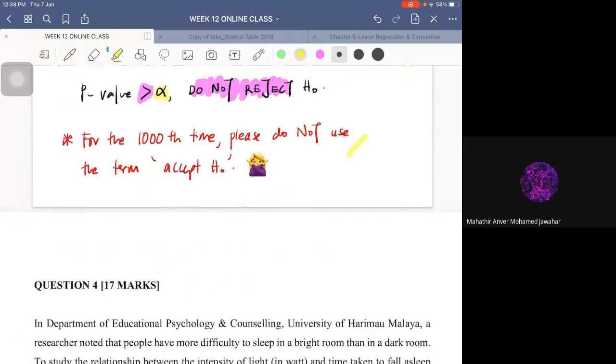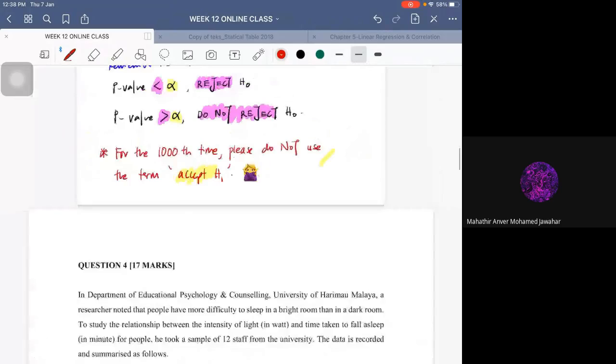And this is what I mentioned just now. Please do not use the term "accept H null". It should be "accept H alternative", "accept H1". So that is actually a wrong term. You don't really use "accept H alternative". Okay, so those are the three methods that we're going to have a look at.